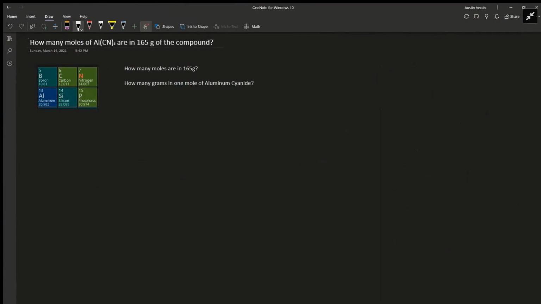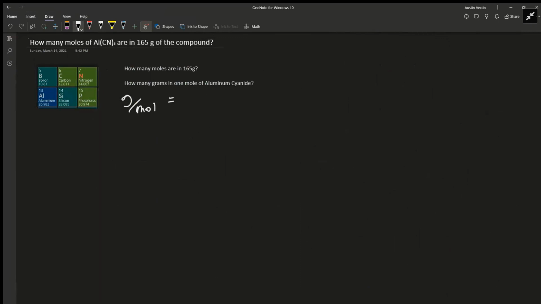All right, Joanna asks, how many moles of aluminum cyanide, that's the name of that compound, are in 165 grams of the compound? So the first question we have to ask when we're presented a problem like this is we need to know how many grams are in 1 mole. How many grams per mole?